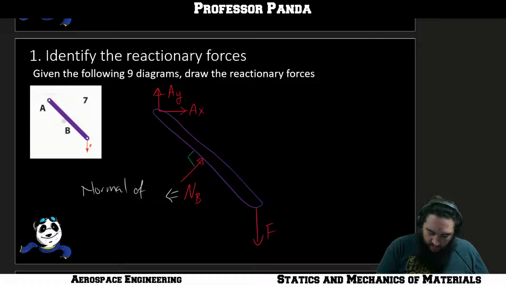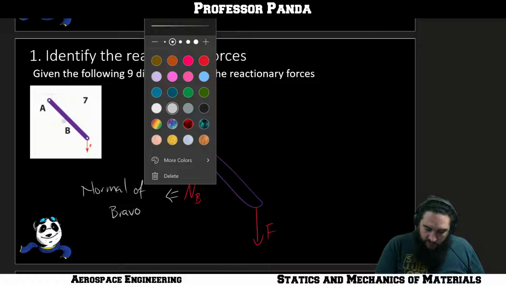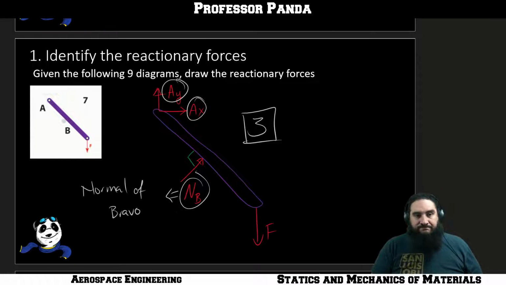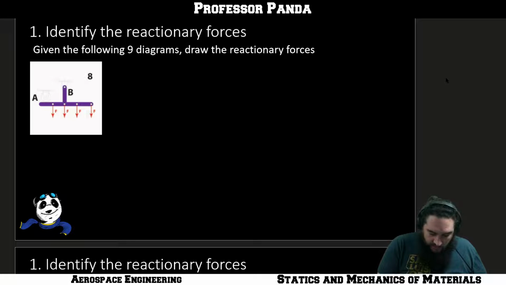Normal of Bravo. Okay. So for this problem, we have 1, 2, 3 reactionary forces. A little tricky, not too bad. Okay, let's go on to number 8. One more after this, and then we'll bid you adieu.